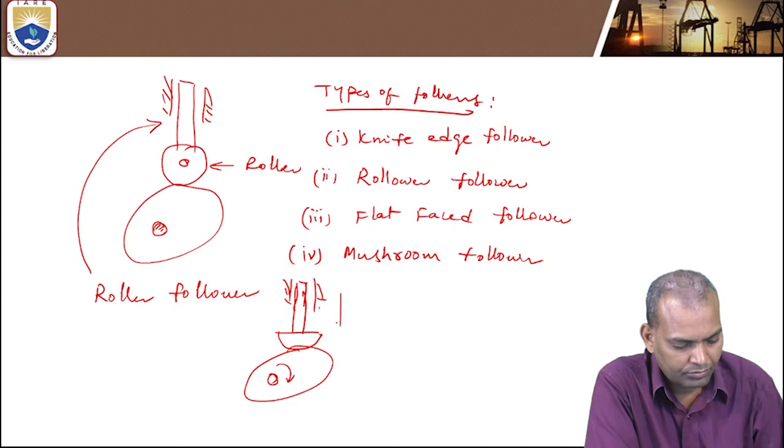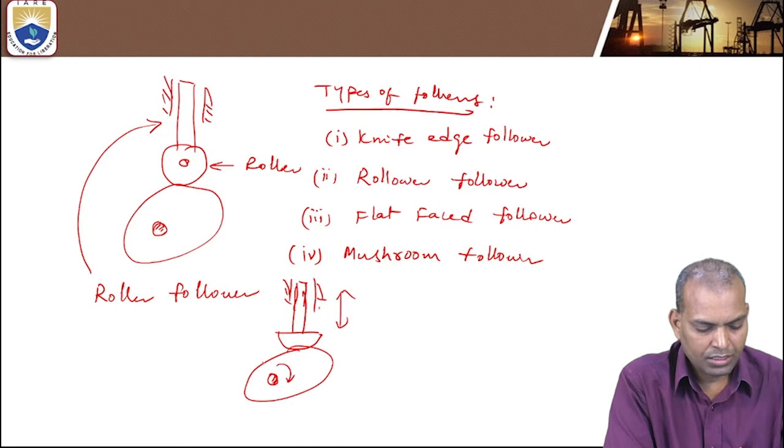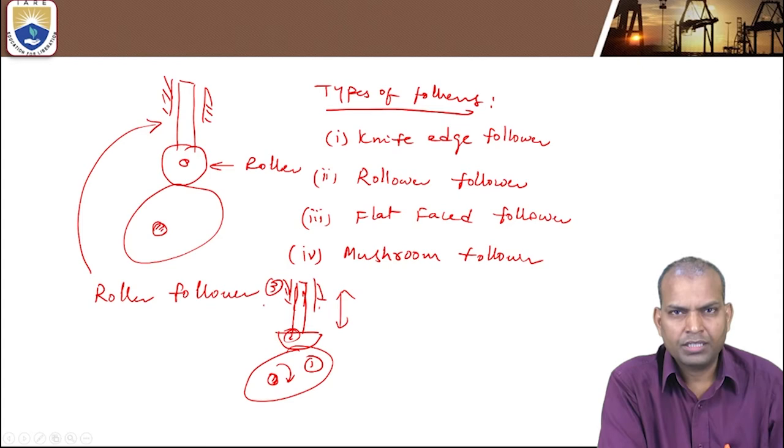So how many links are here? This is link 1, link 2, and the fixed link 3. There are 3 links. Now it is known as a 3 link mechanism.